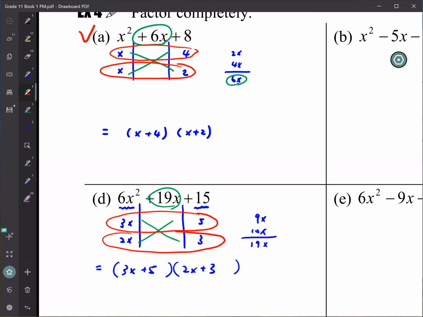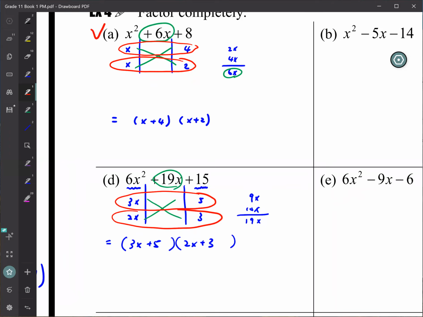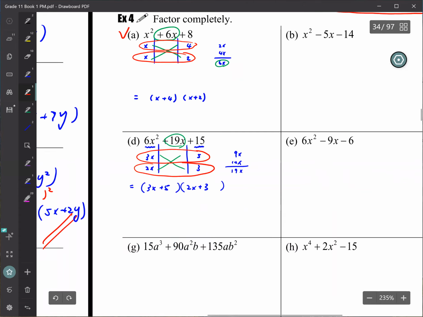So if you want to double check if you did it right, you can just do the FOIL, right? You should get back to the original question. Right, let's do one more, okay? Question G.